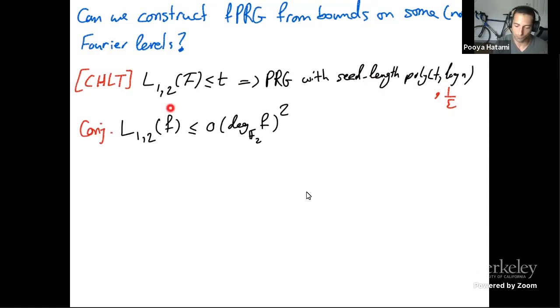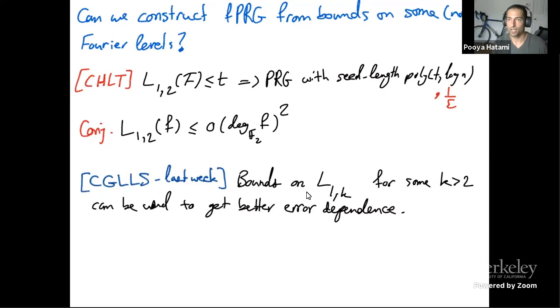But we use a much weaker assumption. Instead of all levels, we only have second level Fourier coefficient bounds. And this fresh out of the oven, new work of Chattopadhyay et al. from pretty much last week gives a hybrid in between these two worlds. They actually answer the question, can we construct an FPRG from some level k, by showing that if you had an L1 bound on the level k Fourier coefficients, then you can get better error dependence. So the larger the k, the better this dependence of seed length on epsilon becomes.